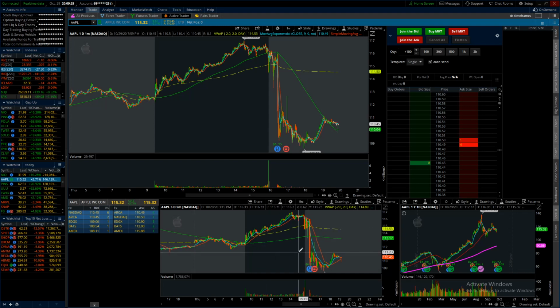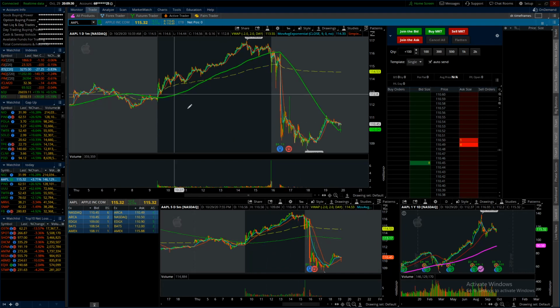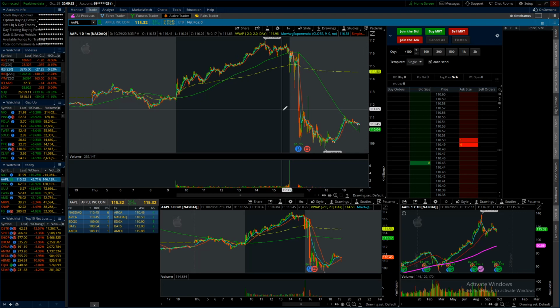And then on the 5 minute, same thing. And so those are the studies that I have on the different charts. And then again, the active trader window and the level two. And then you can customize the active trader window. And so the way I have it customized, I have join the bid, buy market, sell market, join ask. And I have hotkeys set up for those as well.